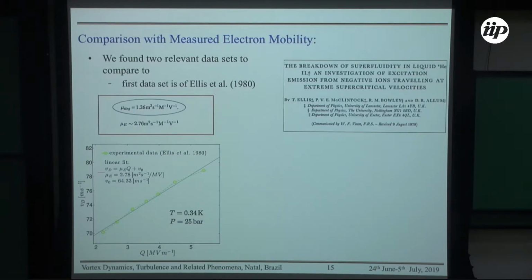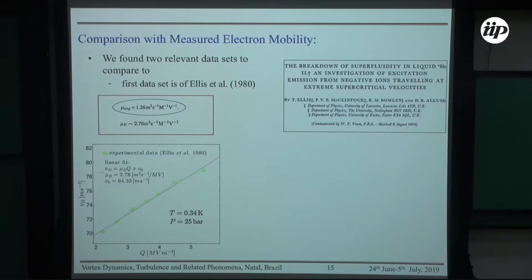Okay, so we tried to find some data to compare against, and after digging through the literature, we found two data sets that seemed to be remotely relevant. So there was this paper in the 1980s where they did these experiments and measured the mobility. And this is the numerical value that we obtained, and this is their experimental value, which is off by a factor of 2. But note that the experiment was carried out at a pressure of 25 atmospheres.